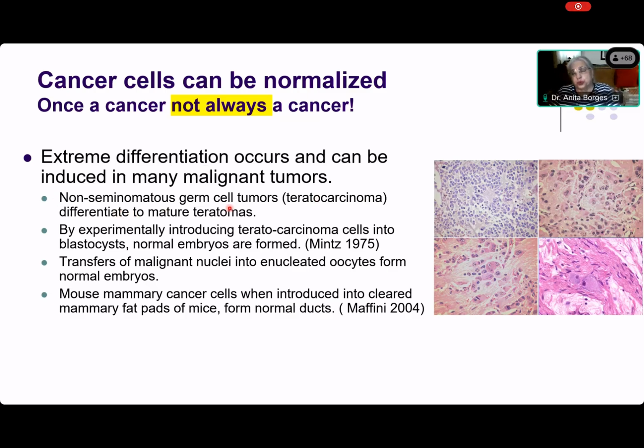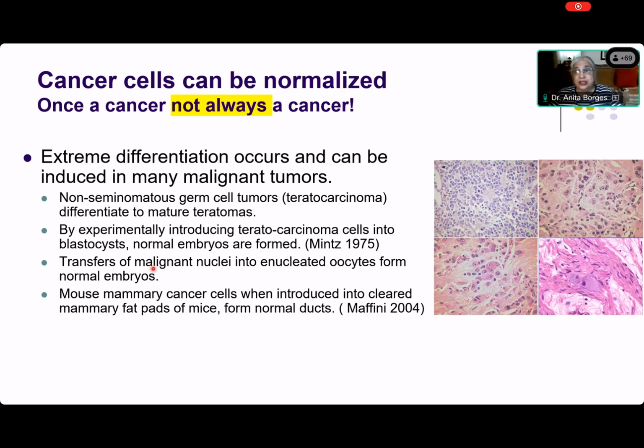So this idea of once a cancer, always a cancer is not really true. But then you can say, oh, but they are benign tumors. So from cancer, they became a benign tumor. But let's go a little further. If you experimentally introduce teratocarcinoma cells, obviously in mouse, into blastocysts, so this is a mouse blastocyst, and then you put these teratocarcinoma cells into the blastocyst, and then introduce it into the womb of a mouse, you don't get a teratocarcinoma, you get normal embryos. So it's not even that they become benign tumors; they become normal embryos.